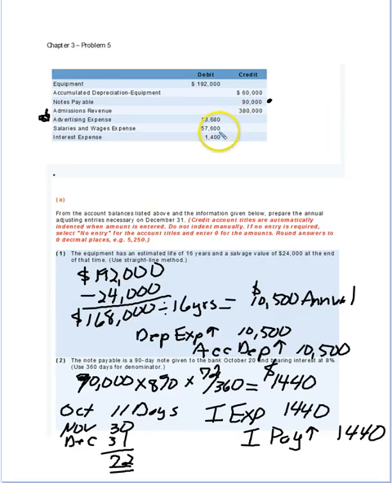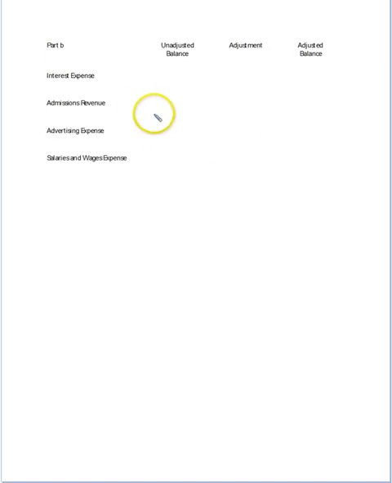Okay, then the last one, we're actually to solve for what would be the balances in these accounts. So I've really sort of set it up. We need to see, well, what were the balances before? So if I go back and look, I'm just going to take interest expense, 1,400, and put that down here. So interest expense started out at $1,400. Admissions revenue, if I go back and look, that was $380,000. Put a little comma there.